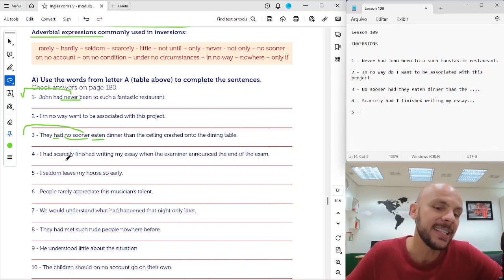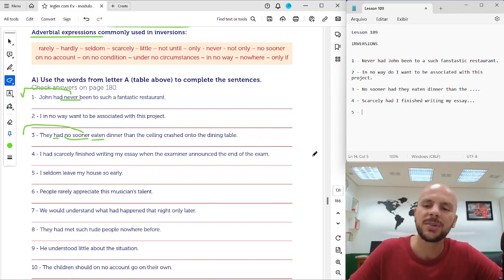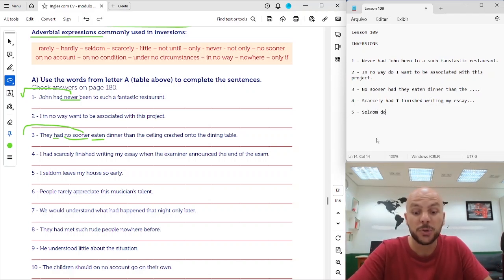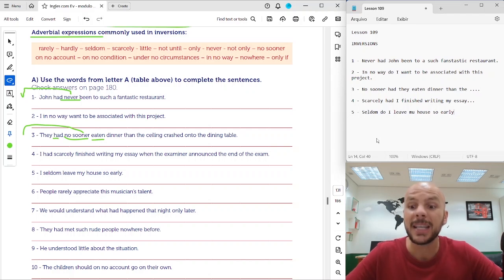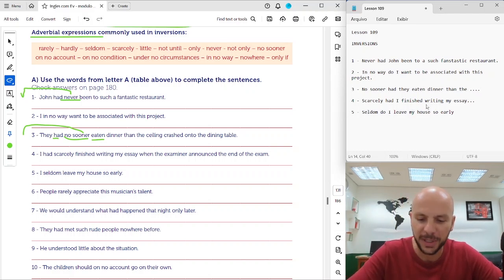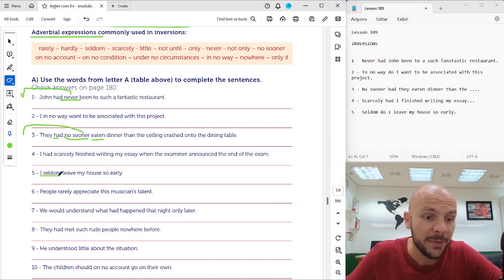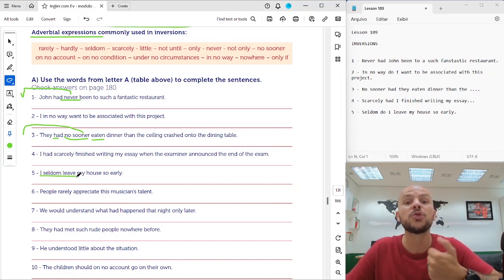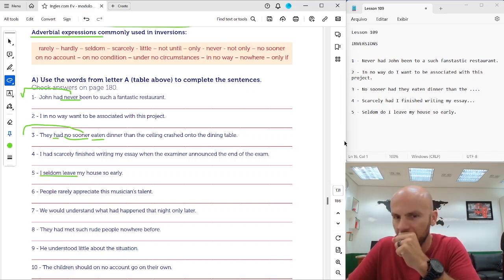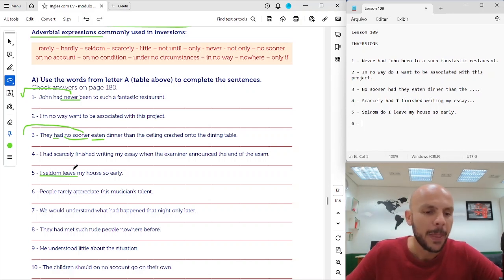5. I seldom leave my house so early. I rarely leave my house so early. So seldom do I leave my house so early. Seldom do I leave my house so early. Okay, in this case, I don't have the auxiliary here because it's an affirmative sentence. I leave. Seldom do I leave.